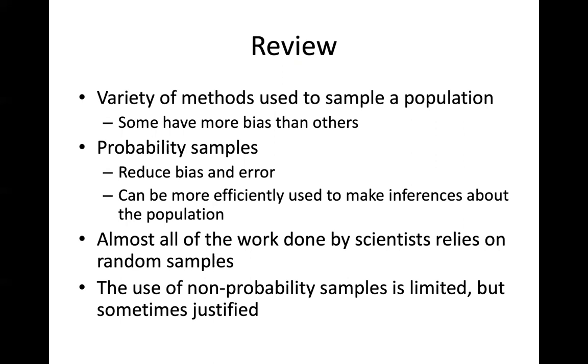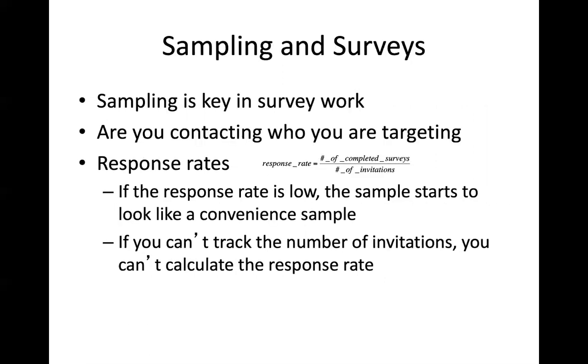We can either take on that responsibility for the bias using a non-probability method, or we can give that bias to the basic laws of probability and let that work out, using math and the law of large numbers. So sometimes it's justified to rely on non-probability samples, like endangered species surveys. But almost all the work done by scientists and social scientists relies on some sort of random sample. So that's more or less what I've got.